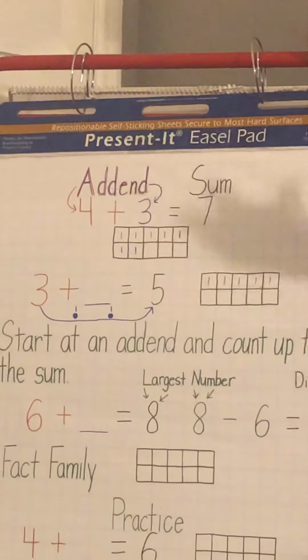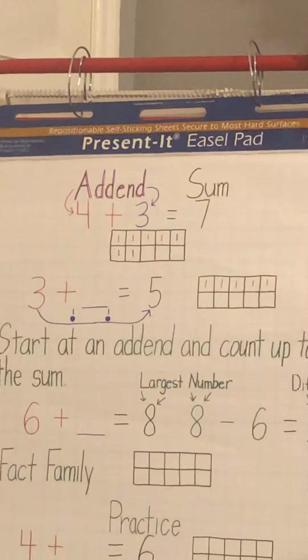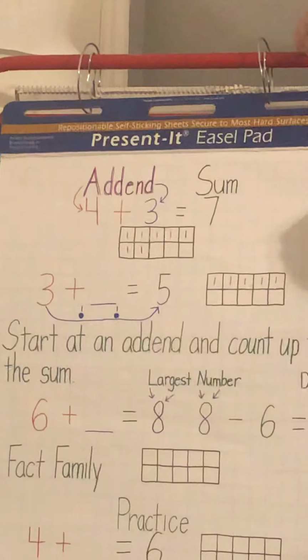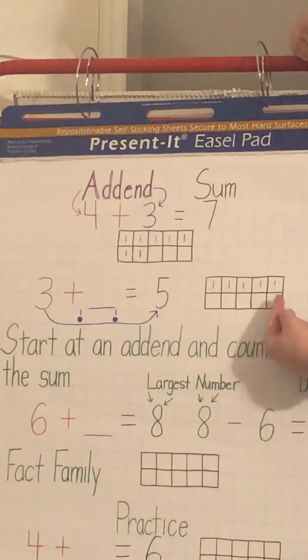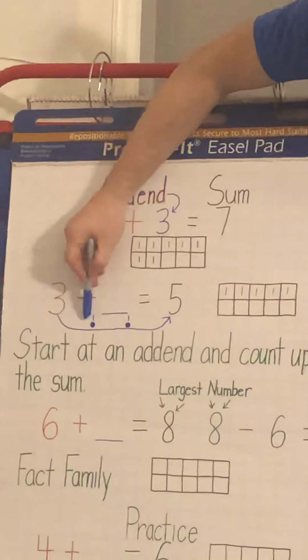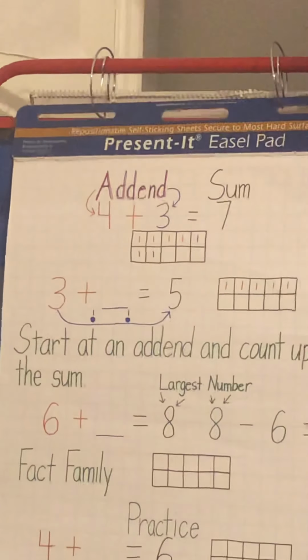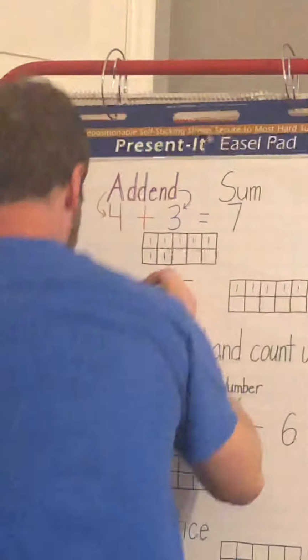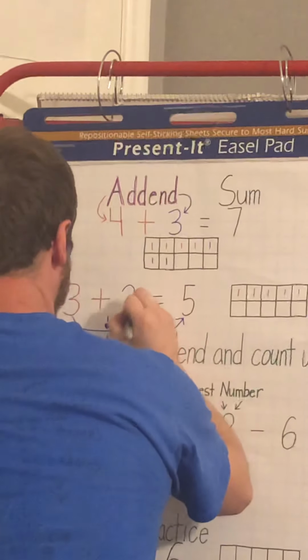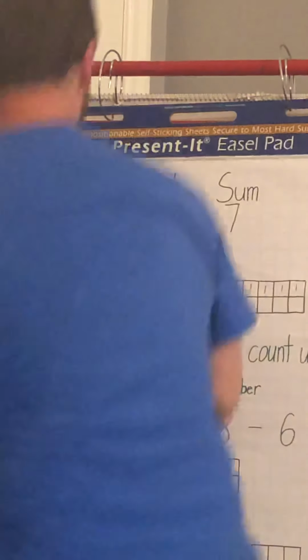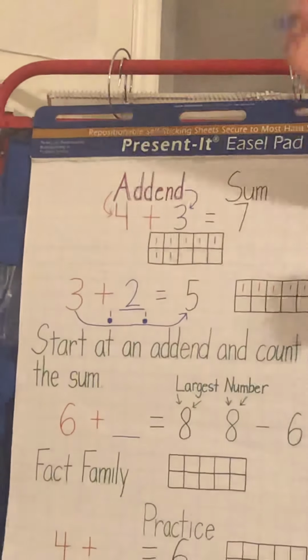Now, I need to know what my missing addend is. So I'm going to count the blue ones to see what my missing addend is. Let's count the blue ones: 1, 2. And we're going to write the number 2 on our missing addend chart.